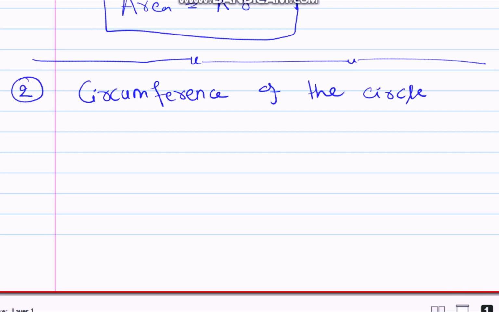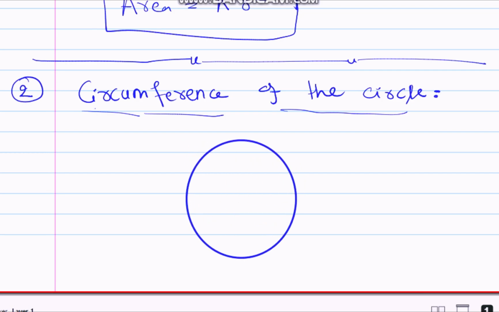Okay, let me draw the circle again for you, and then it will be easy to tell you what is circumference. Okay, student, this is a circle, and let me draw the center of the circle. Okay, this is the center of the circle. Now if someone asks you what is the circumference of the circle, circumference is again very easy.